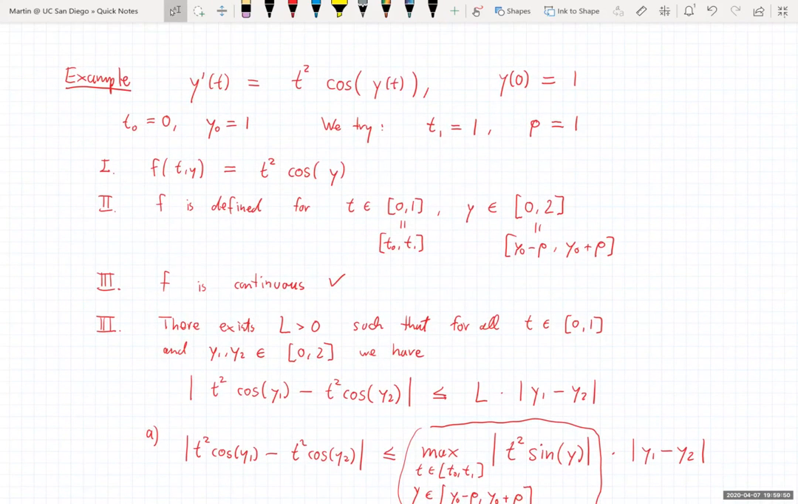Let me emphasize that the choice of T1 and the choice of rho here is a bit arbitrary. There's no particular way of finding them. You just need to make a good guess. Generally, we can pick T1 as small, as close to T0 as we want, and we can also pick rho as small as we want, as long as this helps us to establish the relevant conditions here.